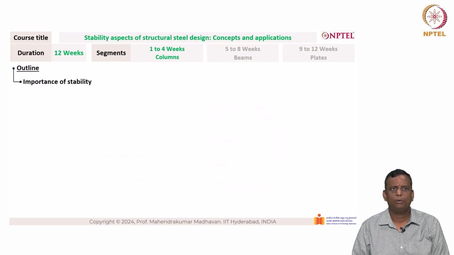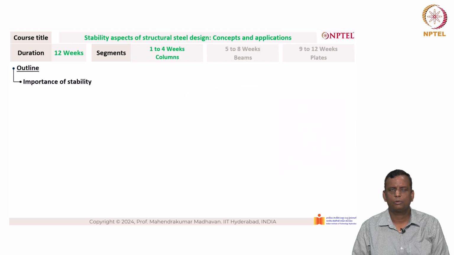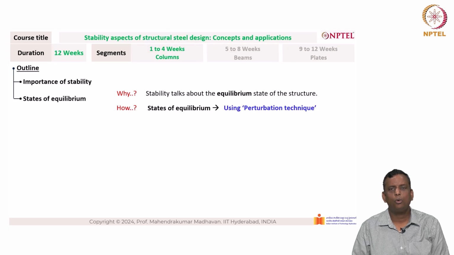We will also talk about the design equations and structural steel design codes, and you can also see that all these equations actually have their origin in stability. We will talk about that. We will also talk about states of equilibrium and why that needs to be taken into consideration. What are the three states of equilibrium? How can we determine that using what is known as a perturbation technique?